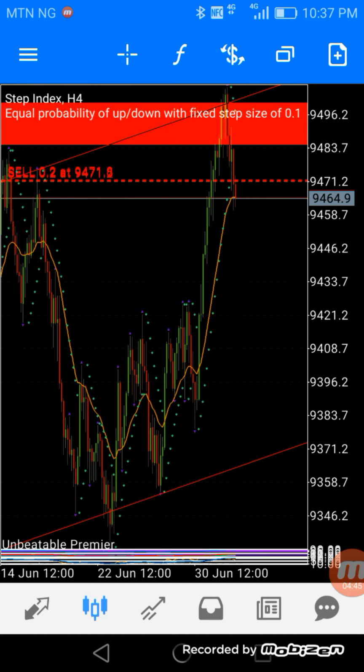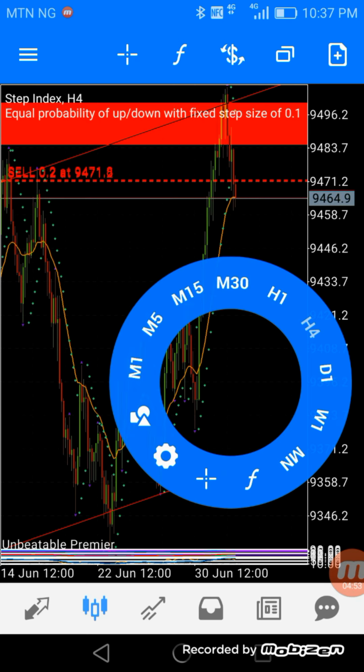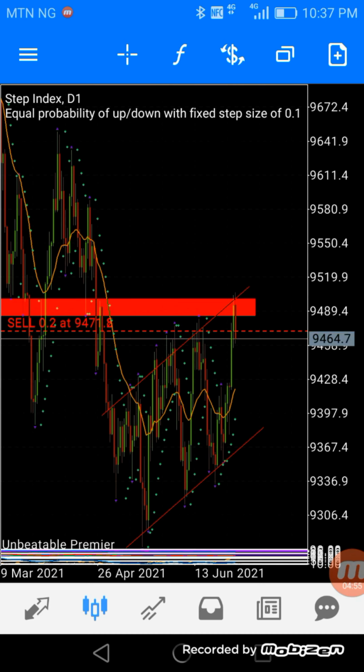Then the parabolic SAR is not actually part of this strategy, but you can use it, like I said the other time, to know when price has been rejected at a particular region. So whenever the parabolic SAR is introduced, it signifies price rejection, either short term or long term. So you can just get the setting from my previous videos. It's the same thing.